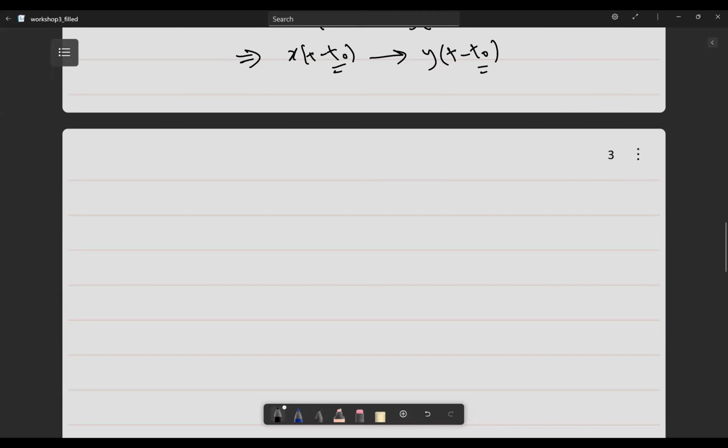Let's say example 2, yt equals cosine 5t times xt. Again, we want to check if this system is memoryless, stable, causal, linear, or time invariant.